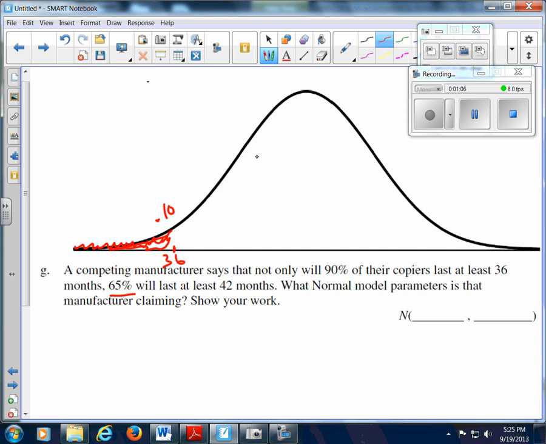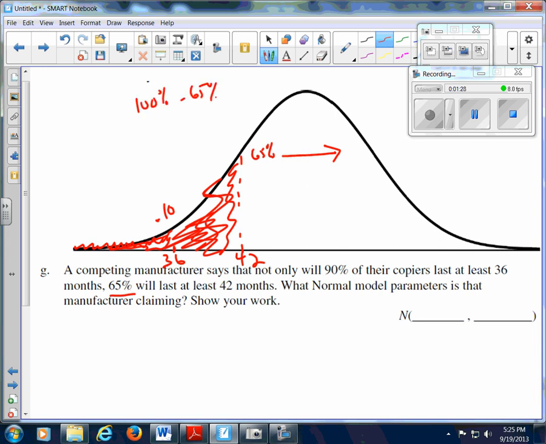So if we're chugging along and we get to 42 months, a little over half, 65% of my copiers are still living. Everything that came before that is what failed. So the area I'm looking for before that is going to be 100% minus 65%. I know that 35% of my copiers before that have failed. So once we're given the area, we can always inverse norm.